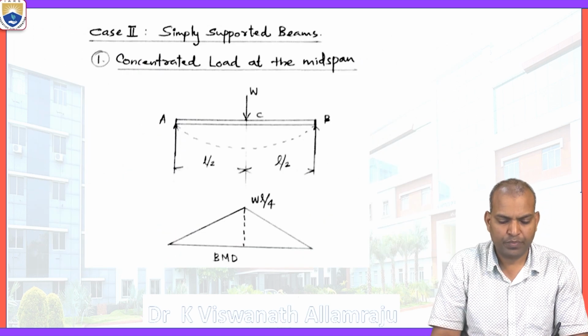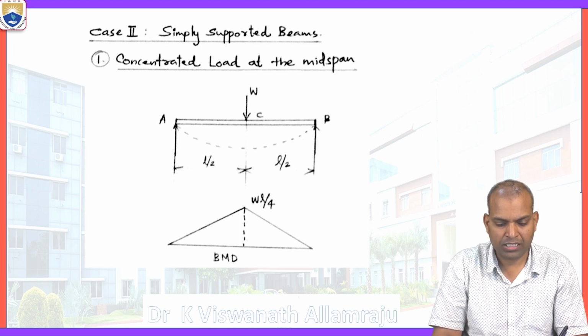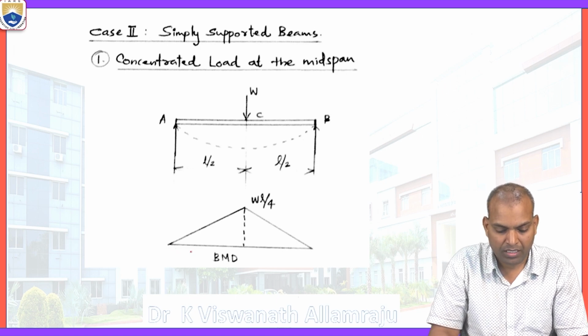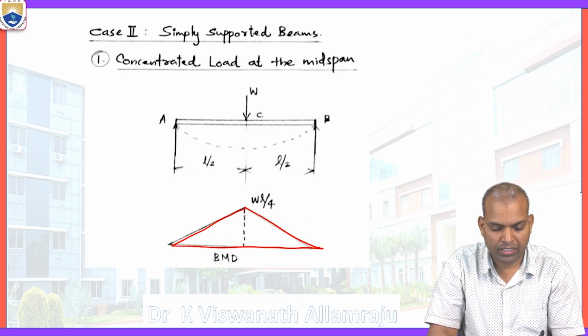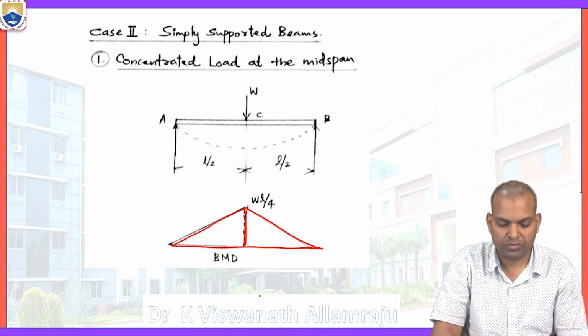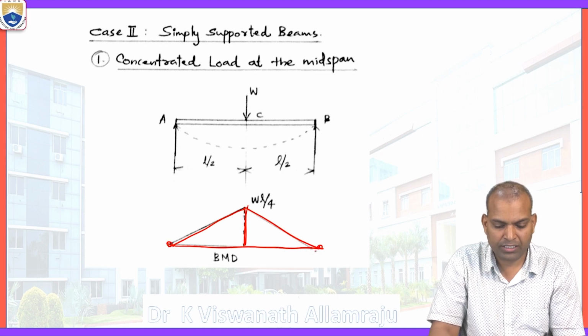Now coming to simply supported beam for concentrated load at the midspan. This is the area of the bending moment diagram. So what is the maximum value? WL by 4. Okay. Now how to make it start doing?